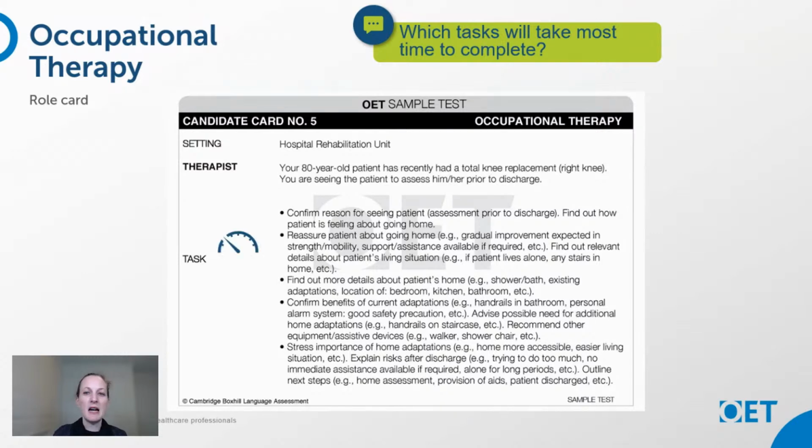So for this card, I would suggest that tasks 1 to 3 are quite straightforward, standard occupational therapy tasks covering information gathering and reassuring. Providing details about the home adaptations and talking through risks after discharge are likely to take more time. So you should aim to keep that early conversation moving fairly quickly to allow sufficient time to explore tasks 4 and 5 and demonstrate to the assessor your ability to handle some of those more challenging tasks.